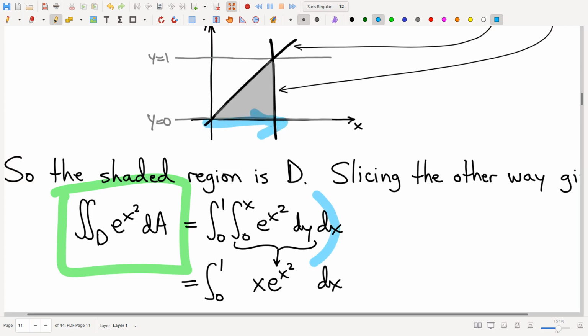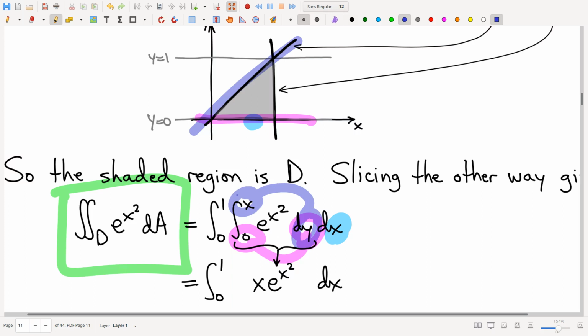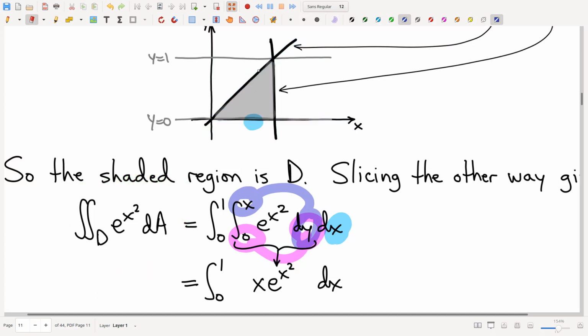x, pretty clearly 0 to 1. Right? Then for any given value of x, y starts at 0. y ends at x. And now I've transformed the question again. Again, I started with an iterated integral. I reverse engineered a double integral. Now I've sliced the other way to make a different iterated integral. And believe it or not, it's all over but the shouting at this point.